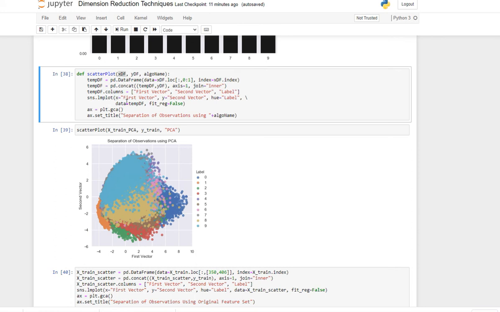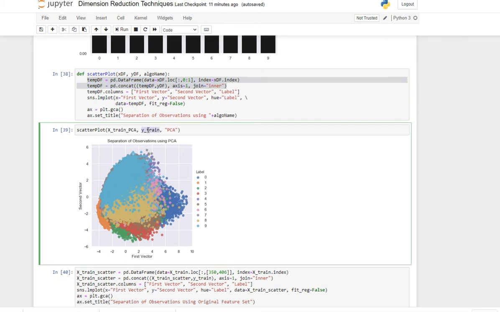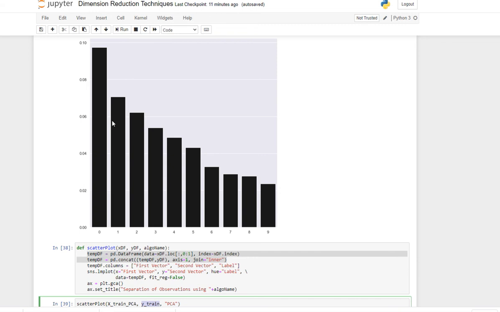What we're going to do. You can go through the code itself, but we're going to color this code by the Y train, the actual label of the original image. So if the image was a 5 and the information that we've captured here is a 5, we're going to color all 5s the same.